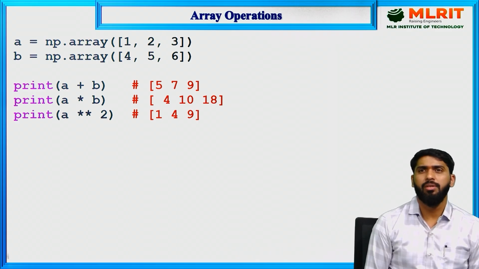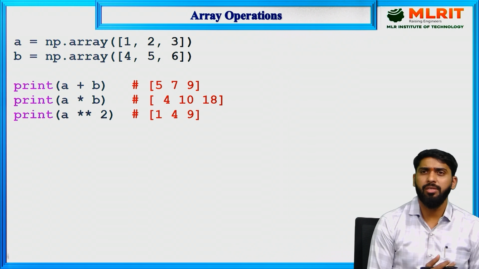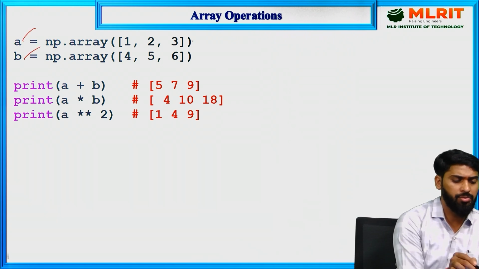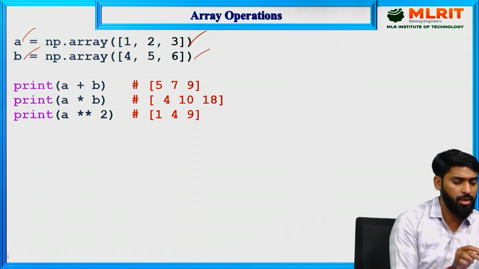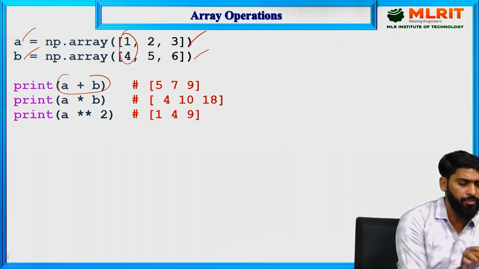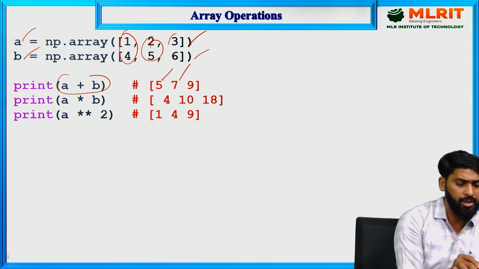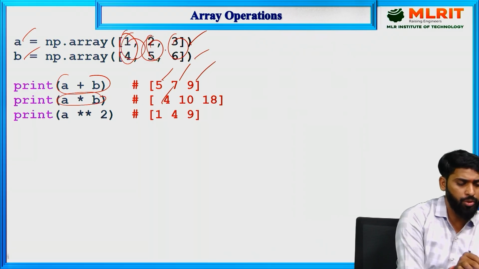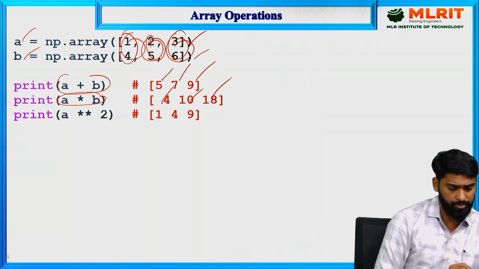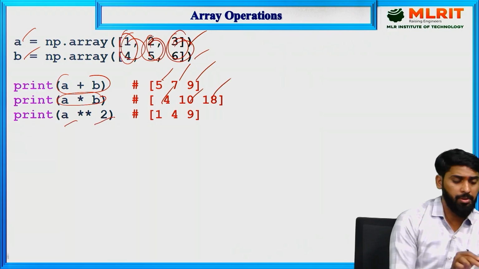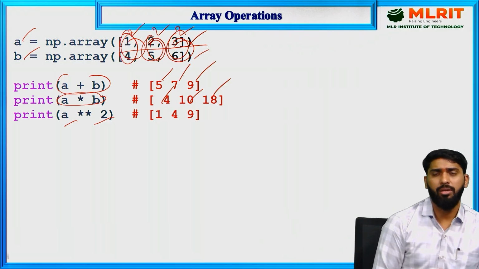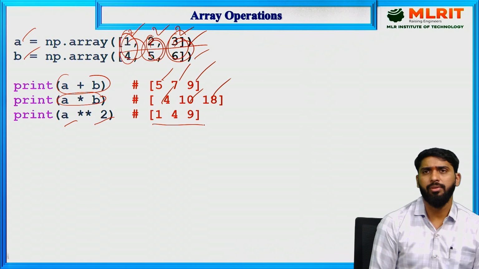Array operations. We are going to perform array operations like addition, subtraction, multiplication, power. Here I am taking A and B. A is 1, 2, 3, B is 4, 5, 6. Now A plus B means 5, 7, 9. A times B means 1 times 4 is 4, 2 times 5 is 10, 3 times 6 is 18. A power 2 means we apply power: 1 square, 2 square, 3 square. So it will return 1 4 9 as output.